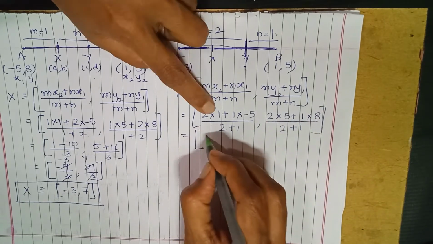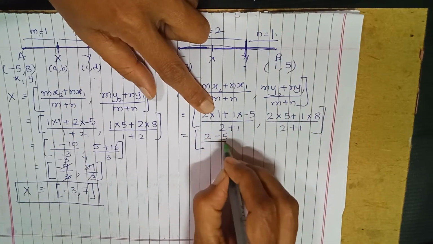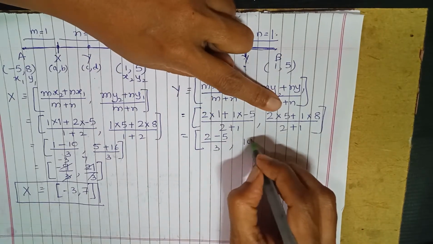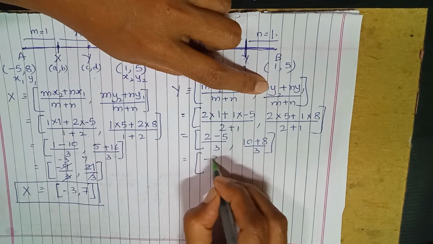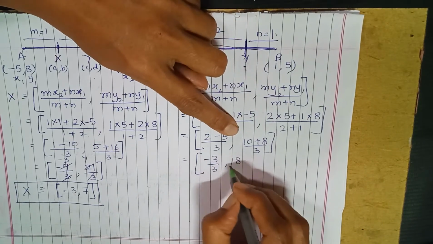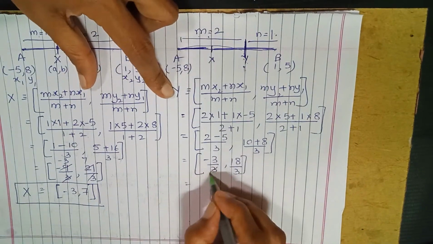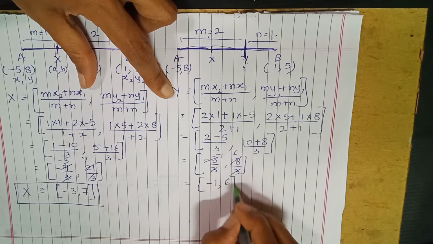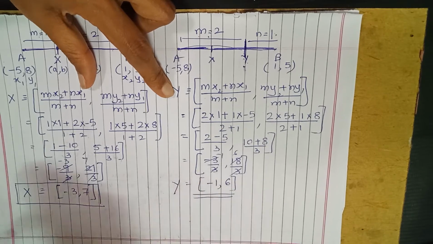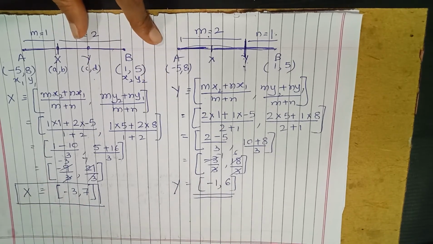So now what we have is (2 - 5) upon 3, (10 + 8) upon 3. So this is -3 upon 3 and 18 upon 3. So now on cancellation, what we get is -1 and 6. So we got the Y coordinate also. Now this is one method.